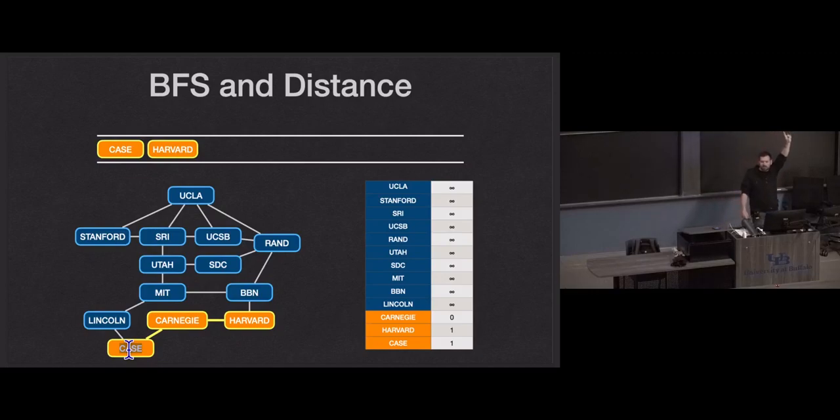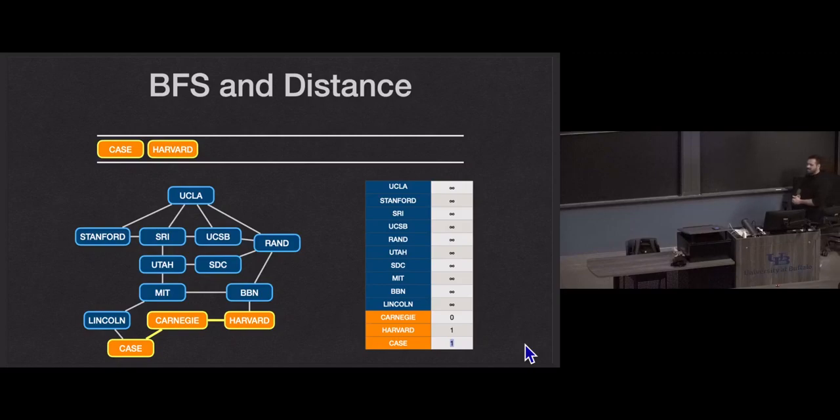One, mark it as explored. We're about to explore it. Mark it as explored, so we're going to add it to our data structure that's keeping track of which nodes are explored, which again are all the nodes in orange here. Two, we're going to enqueue it. And three, we're going to update its distance in the distance hash map.